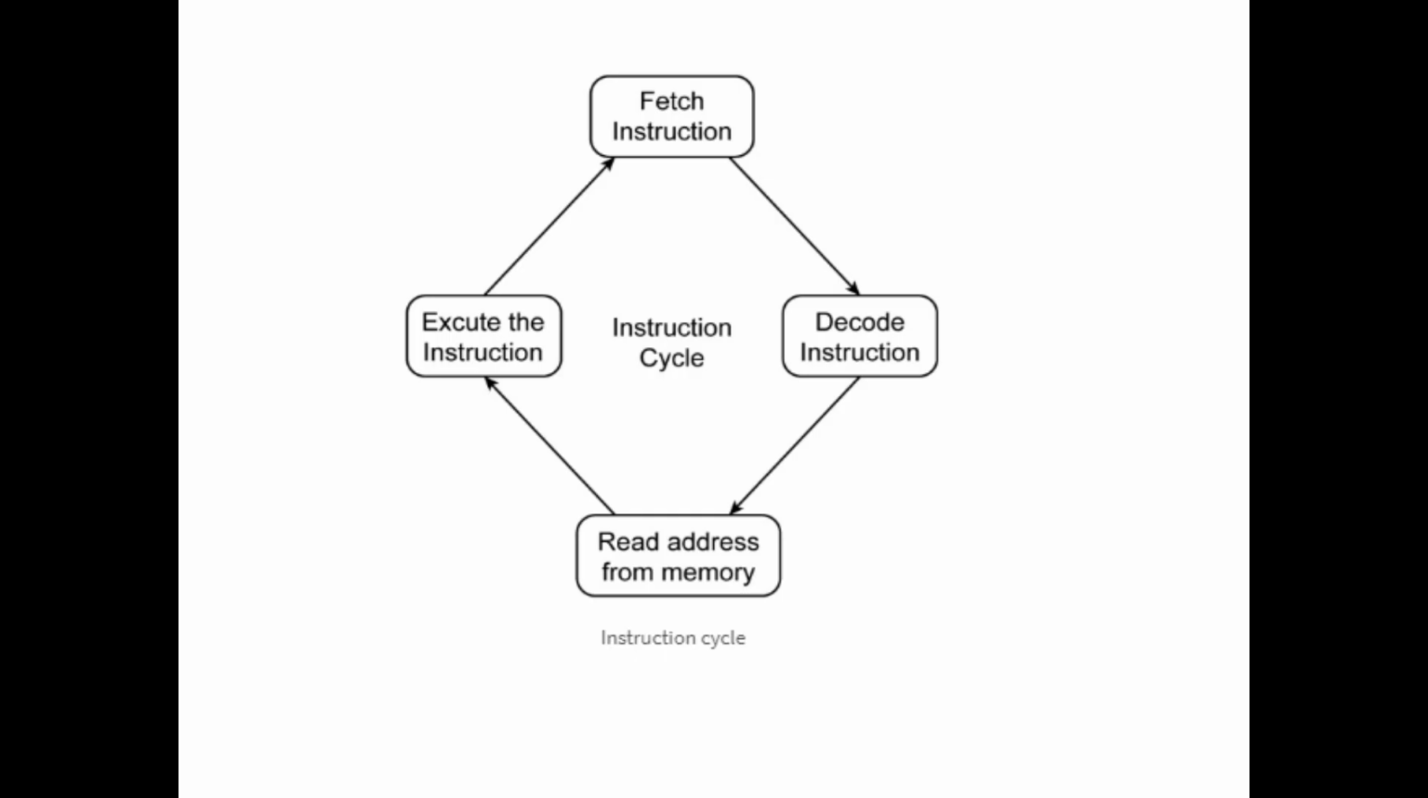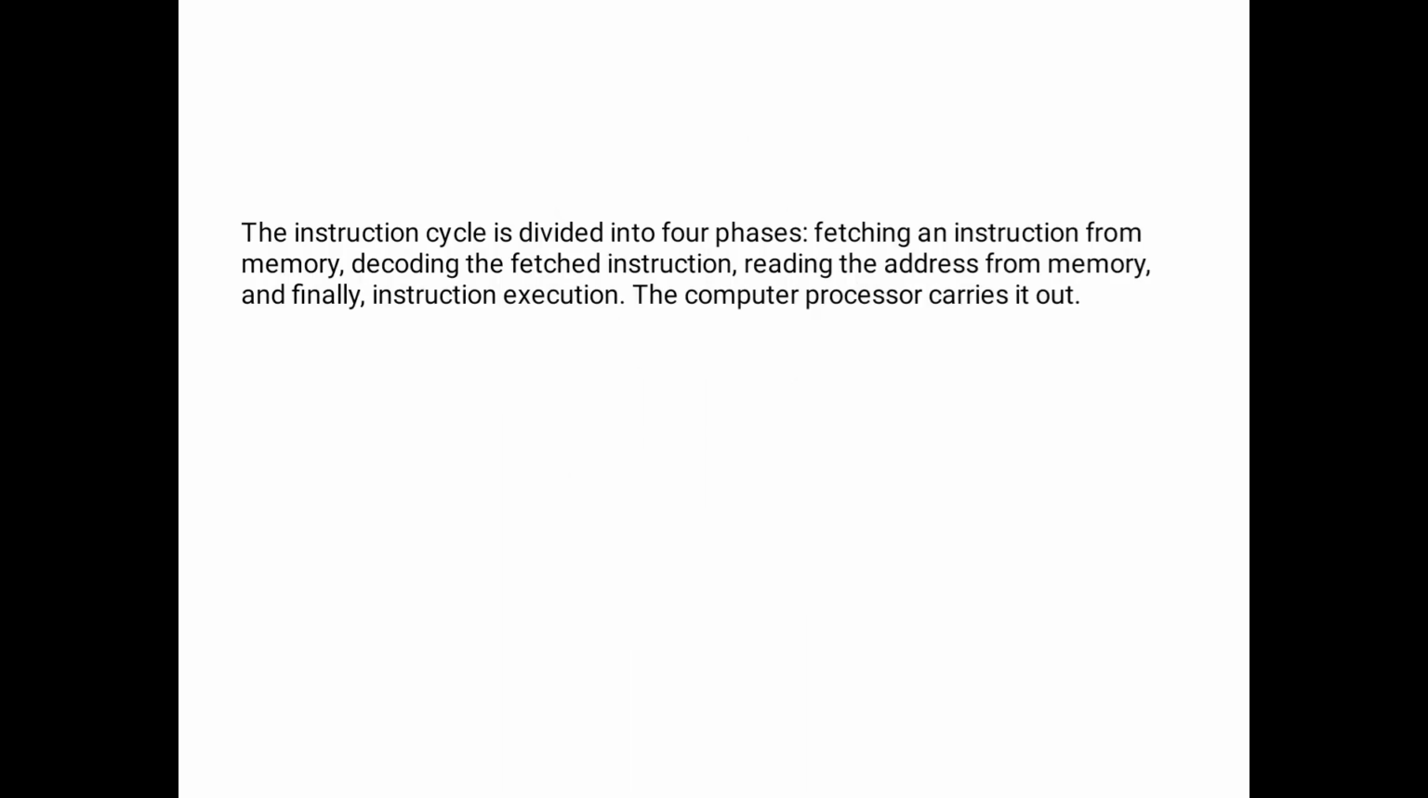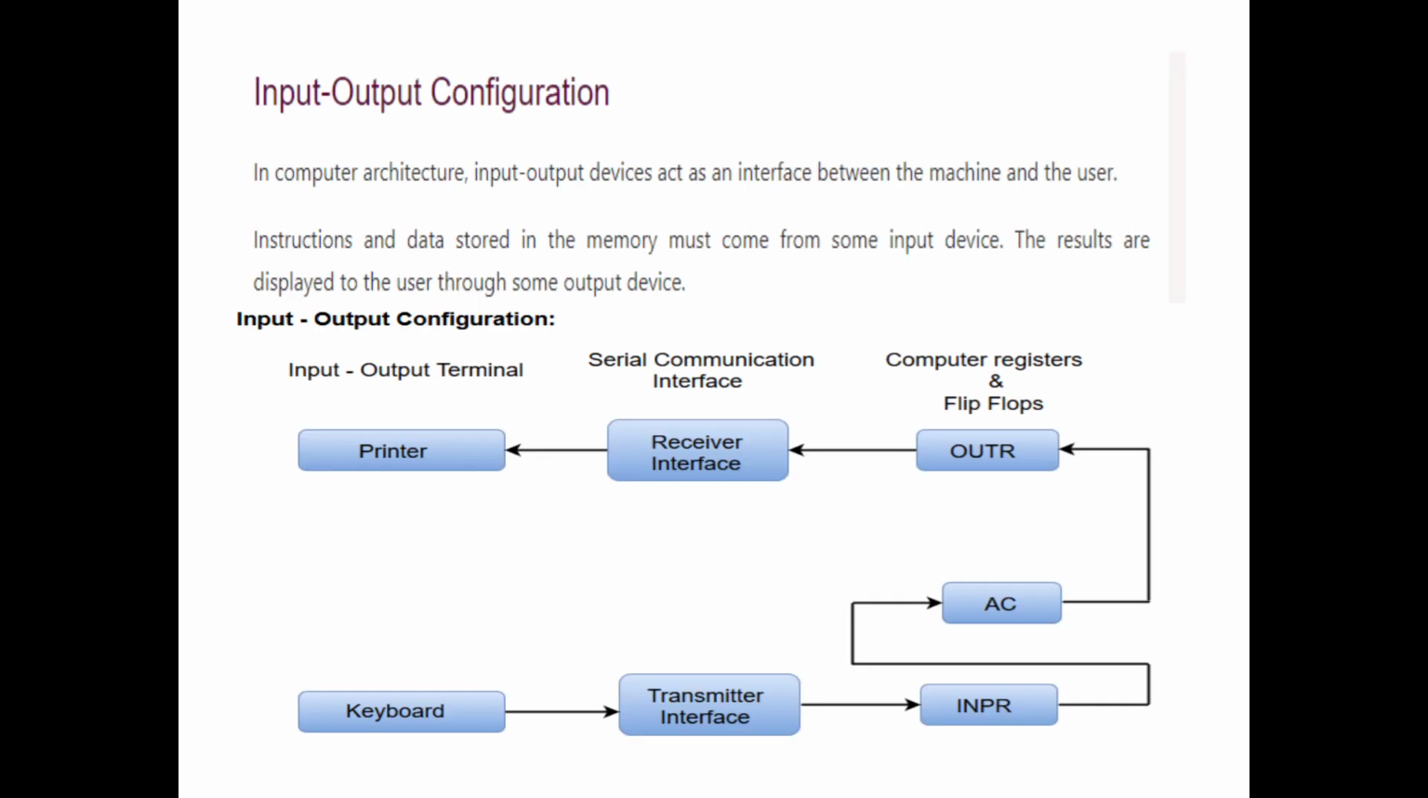Normally the instruction cycle consists of 4 phases. The first phase is fetching an instruction from memory, then decoding the fetched instruction, reading the address from memory, and finally instruction execution. The computer processor carries it out.